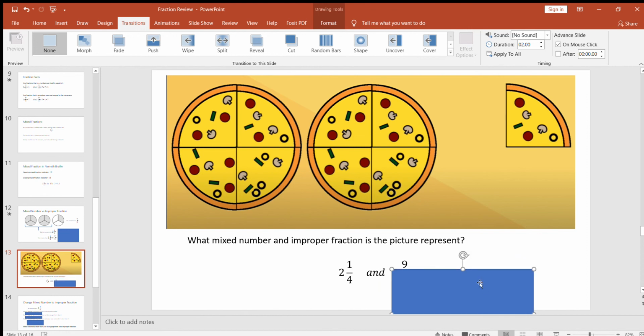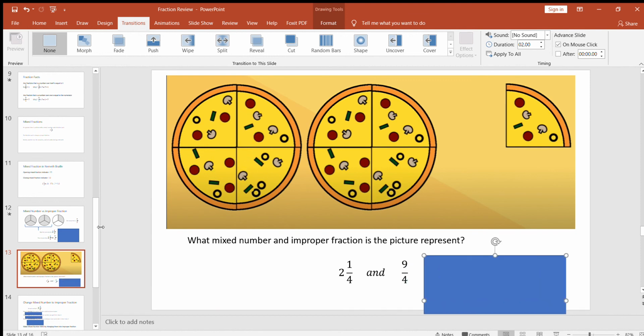How about the denominator? When we're dealing with the denominator, we only want to focus on one pizza. It doesn't have to be a particular pizza. It just has to be a whole pizza. Now we focus on the first pizza. The first pizza is cut into how many slices? 4 slices. So that means our denominator is 4.